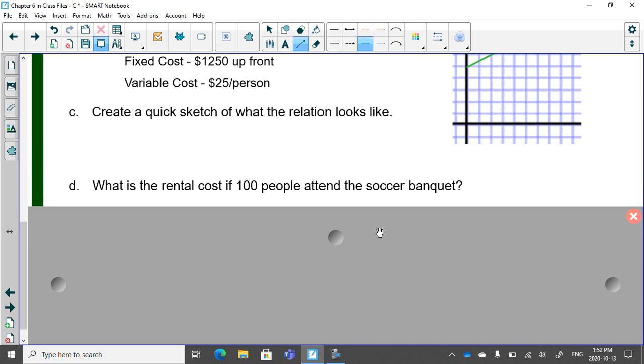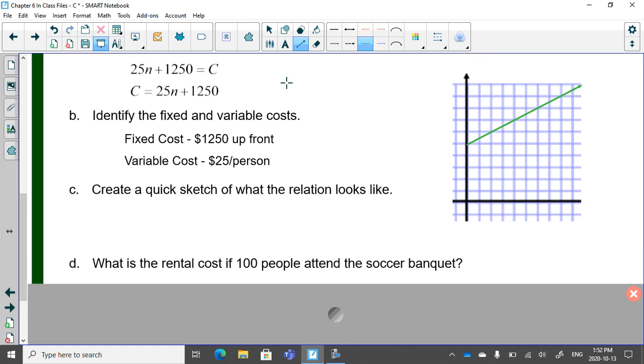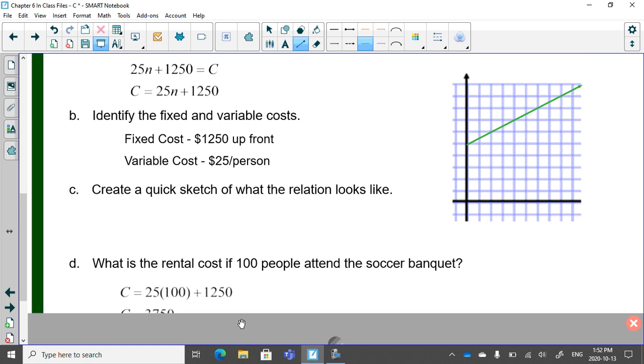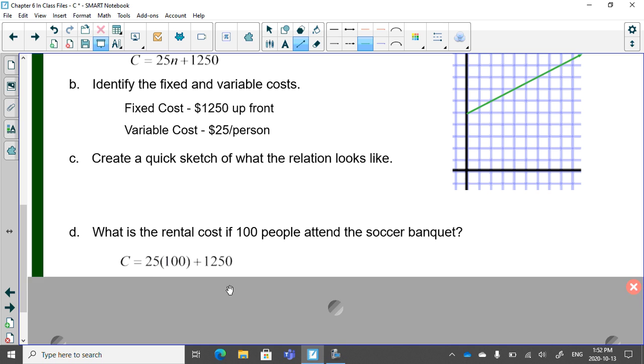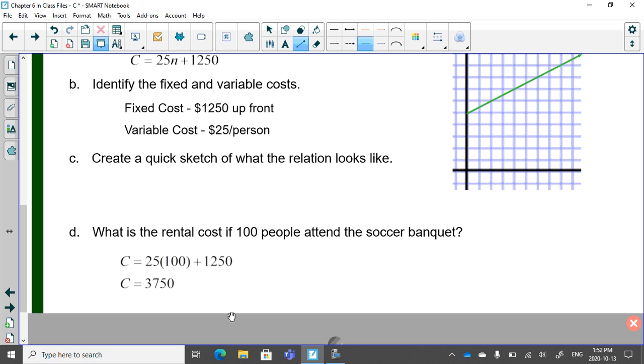What if 100 people attended this soccer banquet? How much would it cost? Well, I'm going to take my equation, I'm going to plug in 100 for the number of people, and when I multiply it out, I get 3,750.